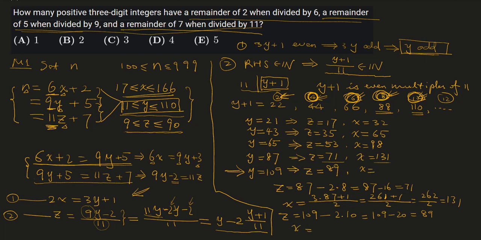X equals 3 times 109 plus 1 divided by 2. That equals 327 plus 1 divided by 2. That equals 328 divided by 2, which is 164. X equals 164. Are these two quantities good? They are good. They are still within the bound.